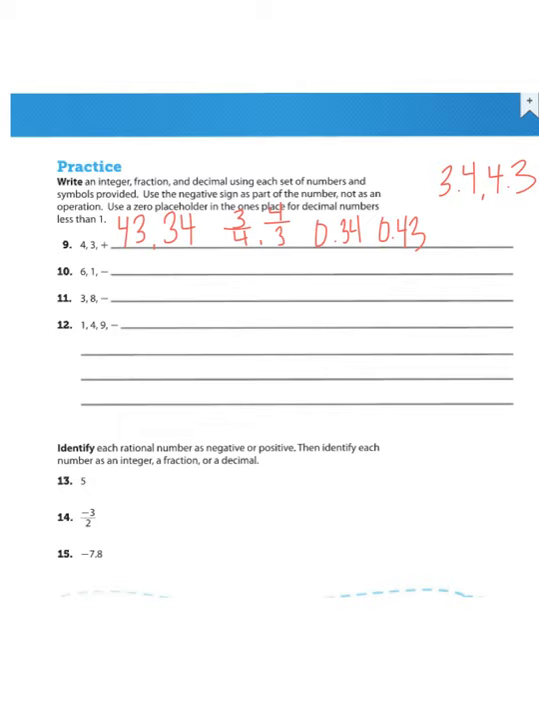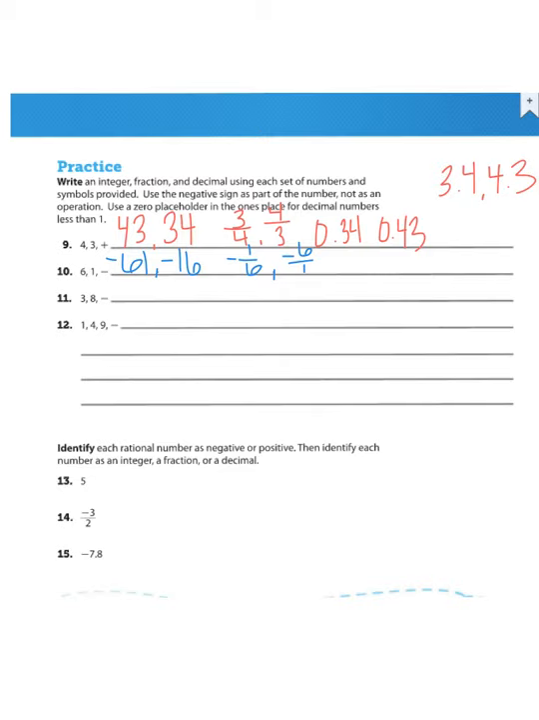Okay, now let's take a look at one with a negative sign. Let's just take a look at number 10. This one has a negative sign, so now my answers are going to have a negative sign in it. Okay, so let's start with our integer. This could be a negative 61, or this could be a negative 16. There's my integers. For my fraction, this could be a negative 1/6 or a negative 6/1.